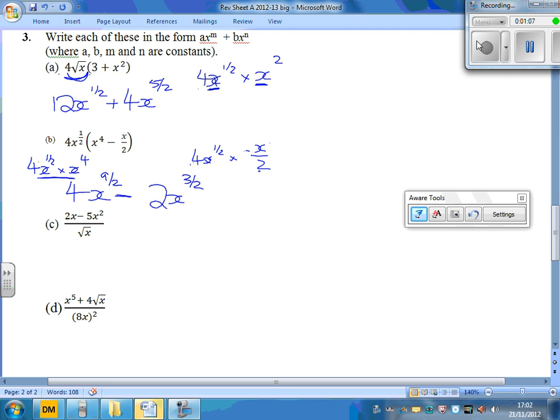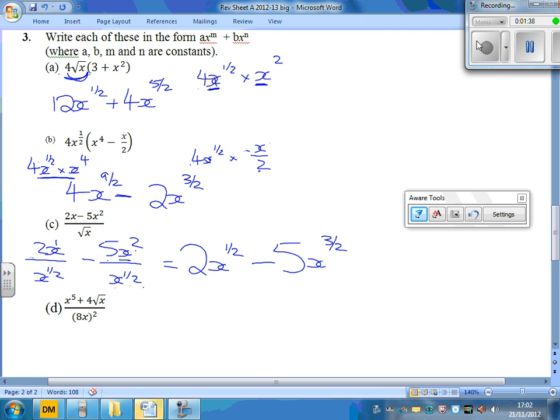Same idea here, got to split this into 2 fractions. Let's split that. Let's write that as x to the half while I'm doing it. Minus 5x squared over x to the half. And so now tidying that up. First one just starts with a 2, and I've got x to the 1, x to the half. 1 take away a half is a half. Minus in the middle there, this one's a 5, and I've got x squared divided by x to the half. 2 take away a half, it's 1.5, or 3 over 2.